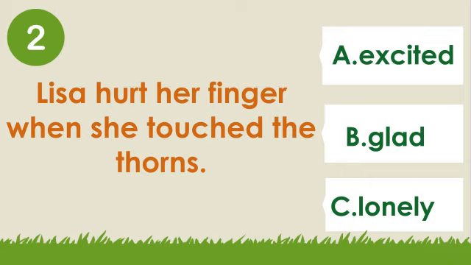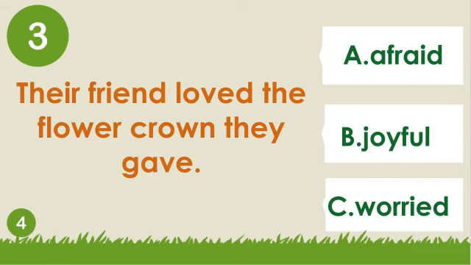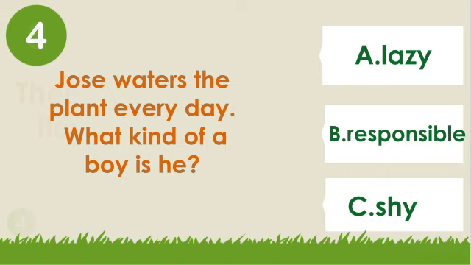Number 2. Lisa hurt her finger when she touched the thorns. A. Excited. B. Glad. C. Lonely. The correct answer is lonely. Number 3. Their friend loved the flower crown they gave. A. Afraid. B. Joyful. C. Worried. The correct answer is B. Joyful.